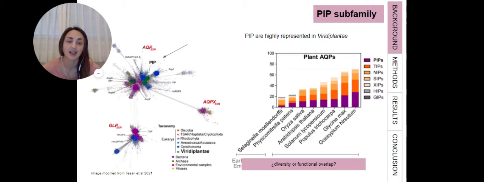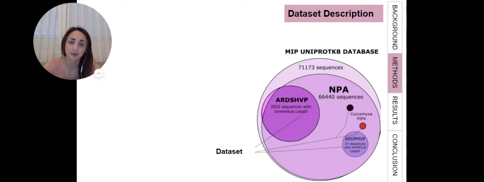Here we perform an analysis of the PIP subfamily diversity by sequence similarity network. Our first objective was to build an appropriate dataset to filter PIP aquaporins from the MIP superfamily. The Pfam database entry from UniProt was selected as a starting point.